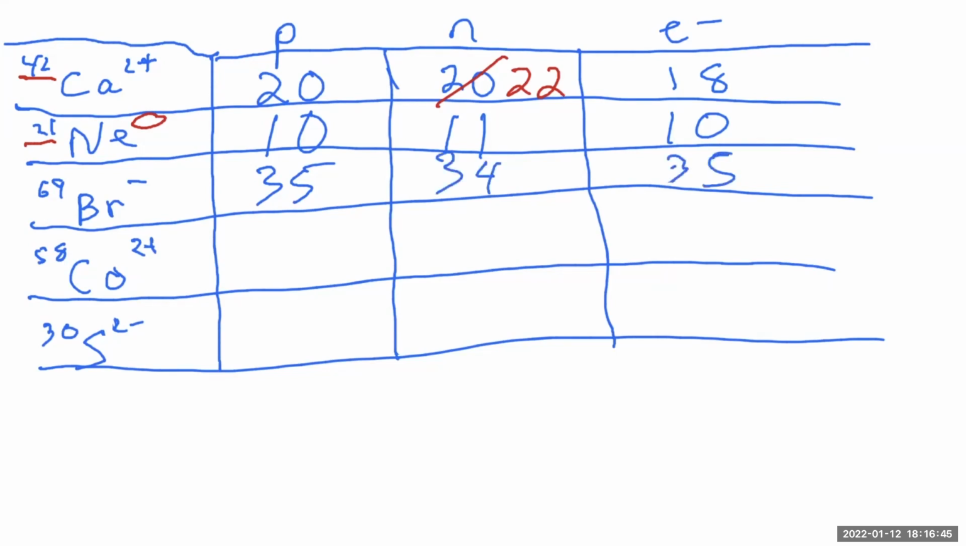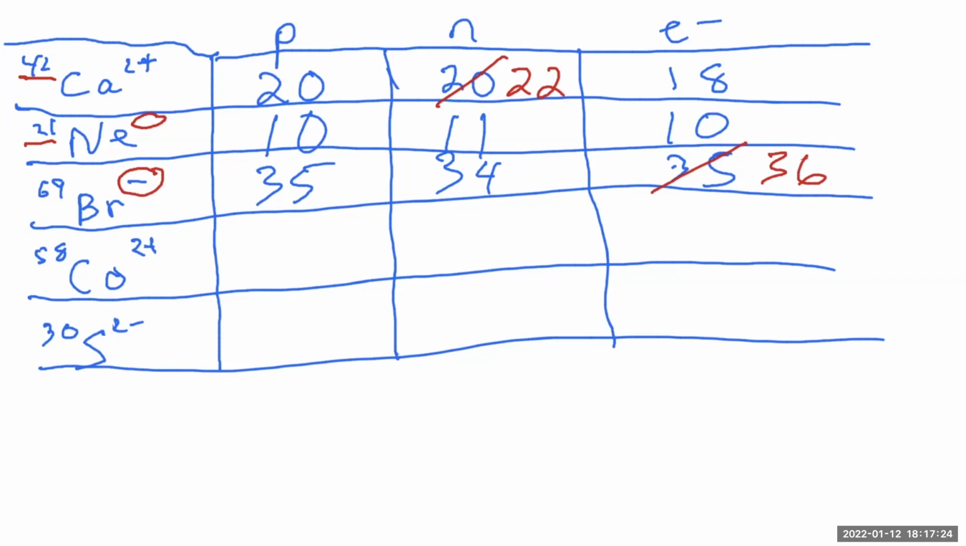Okay, let's look at bromine. Bromine has 35 protons. Yep, that's exactly right. Number of neutrons, 35 protons plus neutrons is 69, which is perfect. And number of electrons. It is a negative charge right there. That means there's one more electron than there are protons. There's one more negative charge. So if there's 35 protons, there have to be 36 electrons. Does that make sense? Because you have to have a net -1 charge.